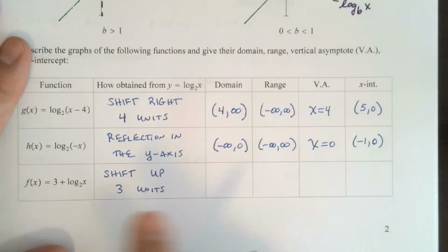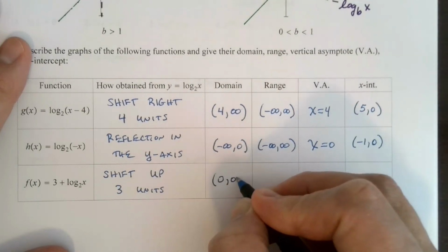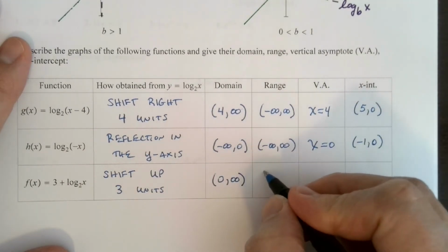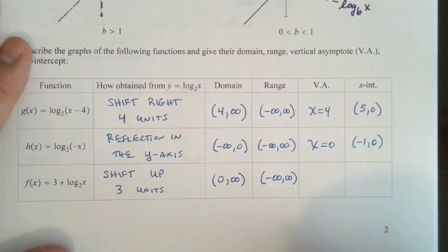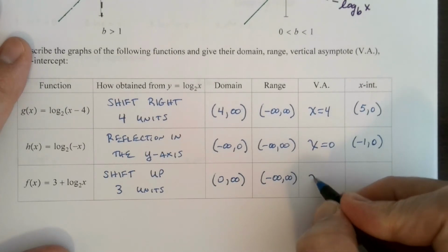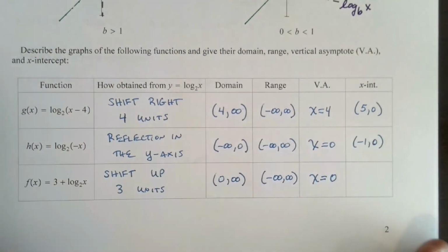So if we shift up, does that affect the domain? No, it does not. It's still everything greater than 0. Does that affect the range? No, it does not. It's still all real numbers. Does that affect the vertical asymptote? No, we just slide upward, so we don't shift left or right. The vertical asymptote is the same.